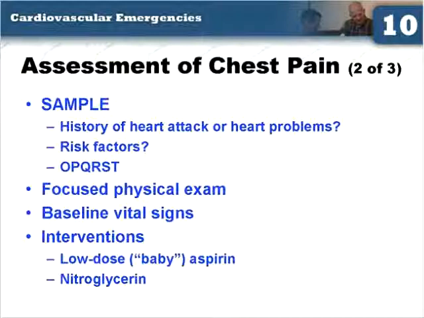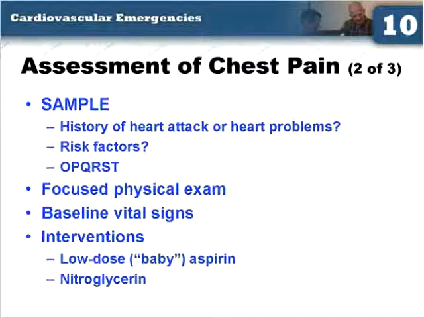We carry baby aspirin on our trucks, okay? We can give it. We don't need to wait for the medics to get there. Give them 2 baby aspirins, okay? Give them 162 milligrams of aspirin. Remember, our baby aspirins are 81 milligrams. You give them 2 of them, okay?